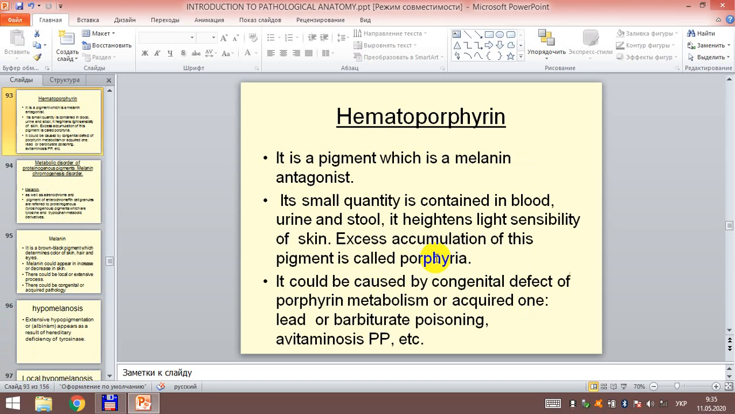Porphyrin is a pigment which is a melanin antagonist. Its small quantity is contained in blood, urine and stool. It heightens light sensibility of skin. Excess accumulation of this pigment is called porphyria. It could be caused by congenital defect of porphyrin metabolism or an acquired one, lead or barbiturate poisoning, avitaminosis, etc.